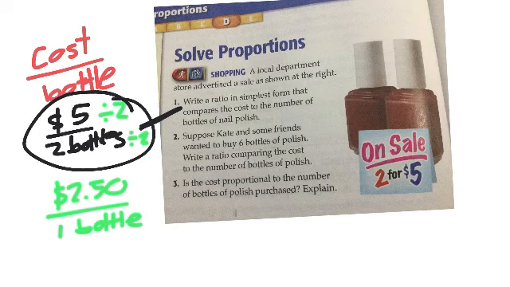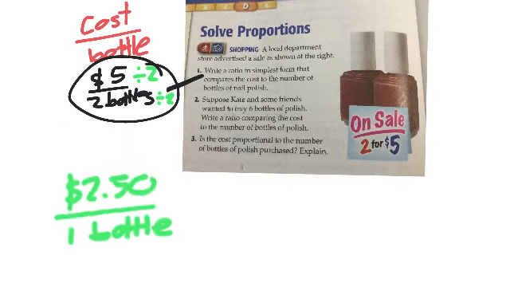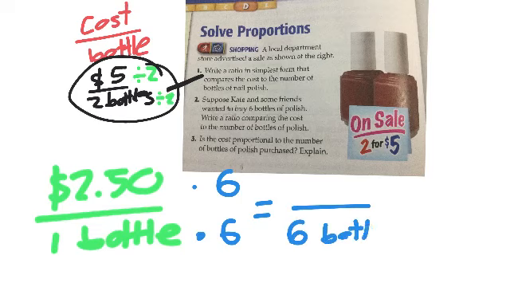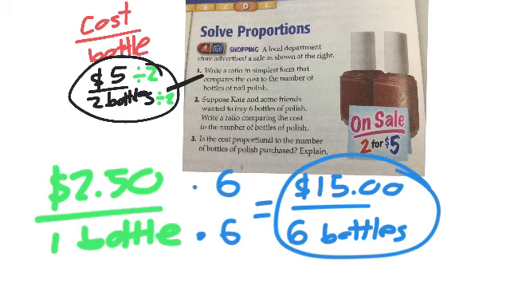Now, problem 2. Suppose Kate and some friends wanted to buy 6 bottles of polish. Write a ratio comparing the cost to the number of bottles of polish. So I would take this unit rate, $2.50 for every 1 bottle, and I know they now want to buy 6 bottles. So I would want the denominator to be 6, so I would multiply by 6 in both the numerator and denominator. Again, in the denominator, 1 times 6 gives 6 bottles, which is what we are looking for. And then 2.50 times 6, that would be $15. So it costs $15 for 6 bottles of nail polish.